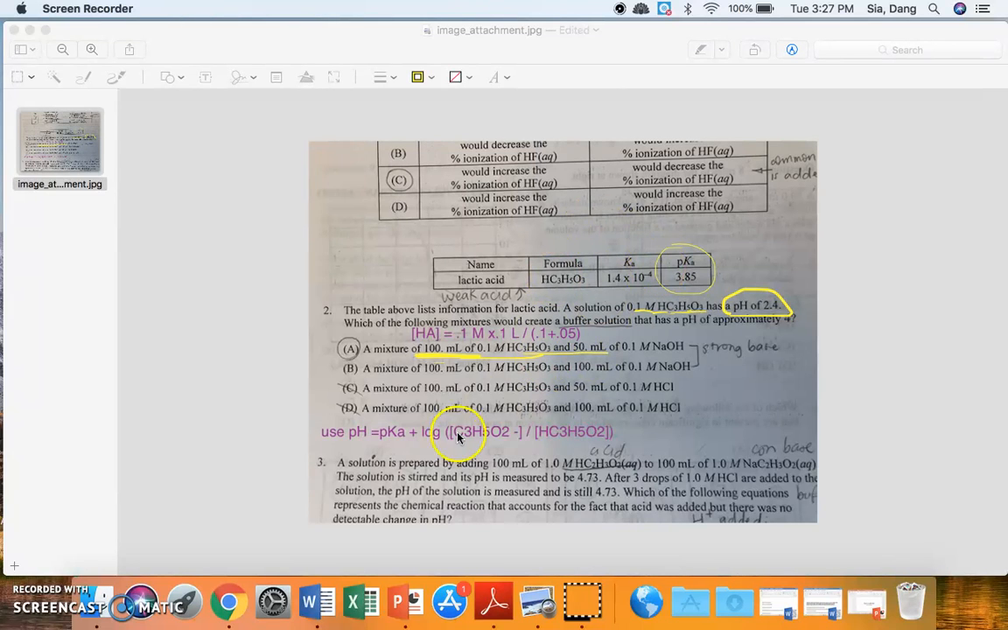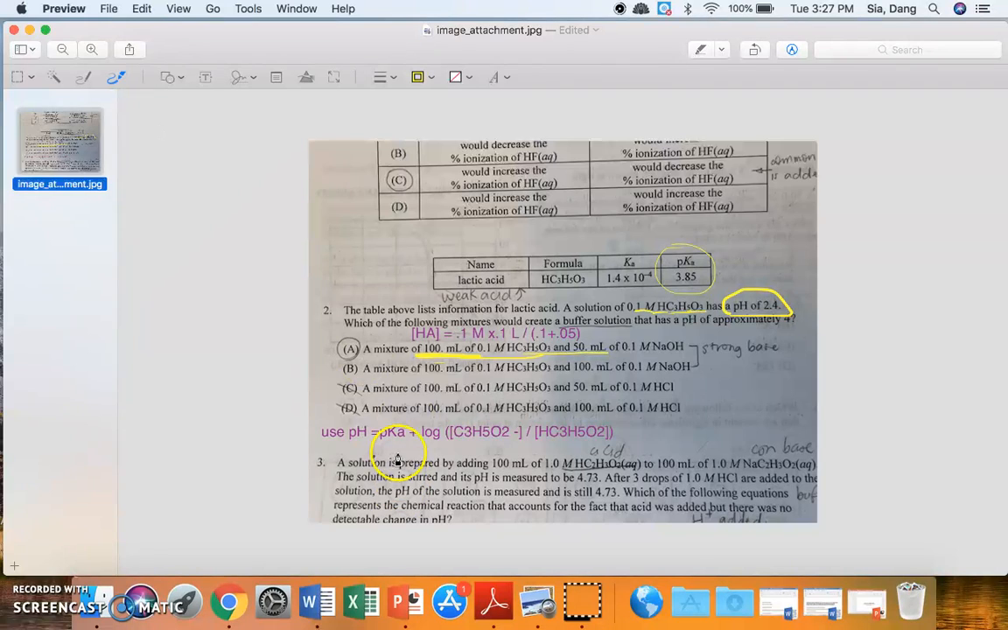Okay, so for this question, the first thing is you need to use the Henderson-Hasselbalch equation, which is written here in purple. It's pH equals pKa plus log of the conjugate base concentration divided by the acid concentration, of course. Right. So I'm going to show you why A is wrong.